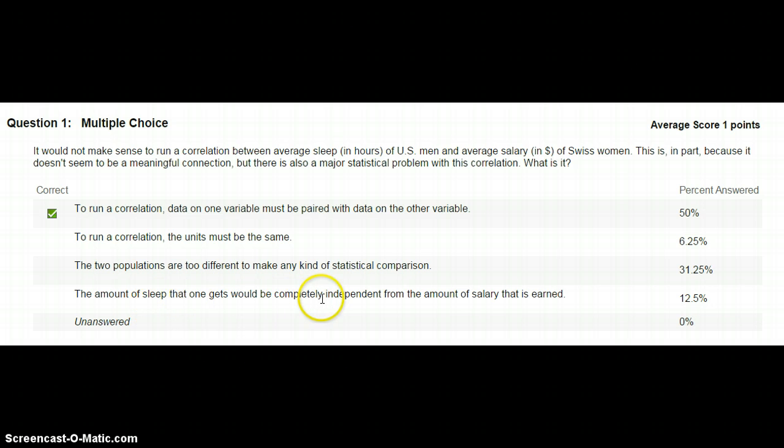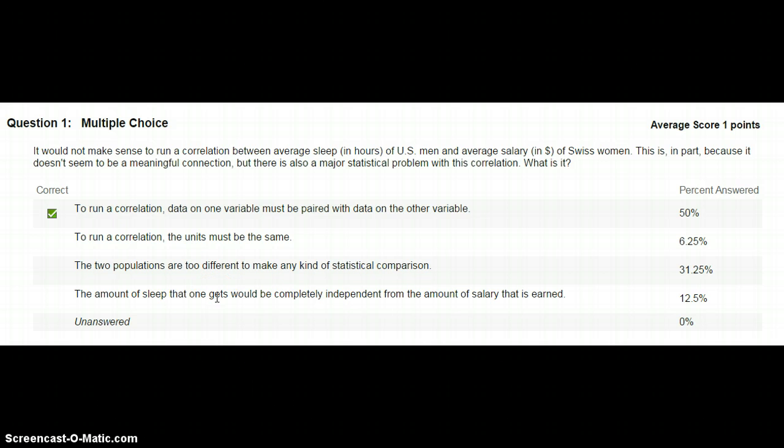Amount of sleep and salary might be completely independent. Even if they are, we can still run a correlation. That's not a statistical problem. That might be, and this is part of what I was trying to rule out by saying it doesn't seem to be a meaningful connection.